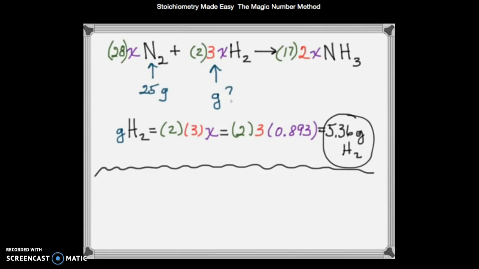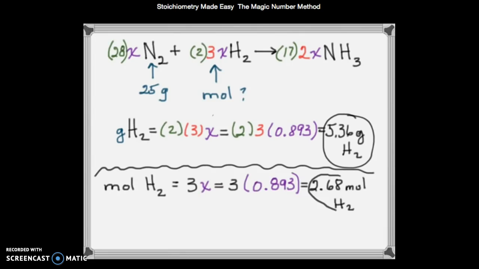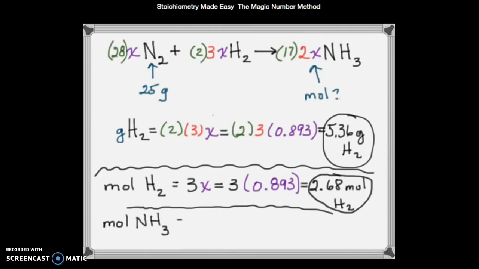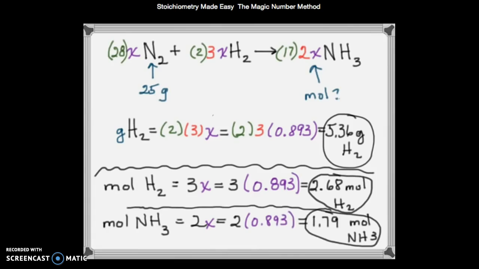It's just that easy. Now, you don't have to just solve grams. You can do problems with moles. Just leave the green numbers out. The green numbers are specifically for grams. So let's say instead you wanted to know the moles of hydrogen that you need. Well, it'd just be 3 times x, 3 times our magic number, 2.68 moles of hydrogen needed. What about the moles of ammonia? Again, leave the green numbers out. 2x, 2 times 0.893, 1.79 moles of ammonia. You can solve any stoichiometry problem this way.